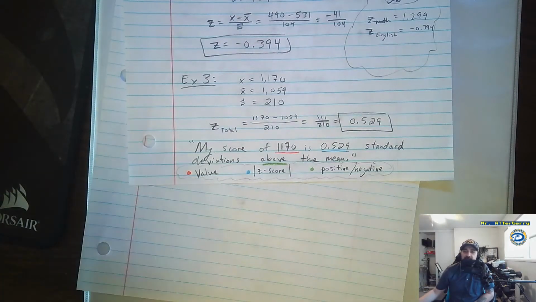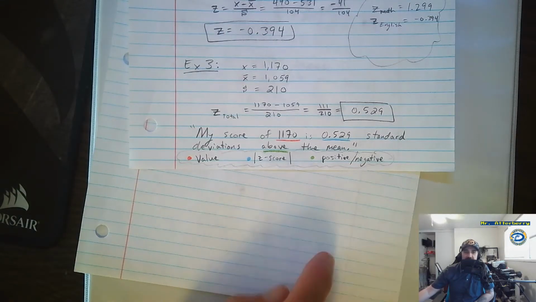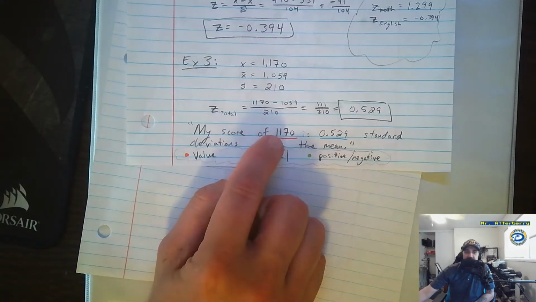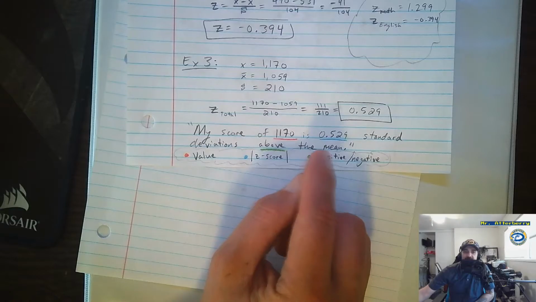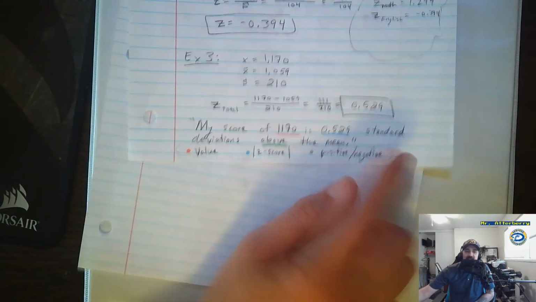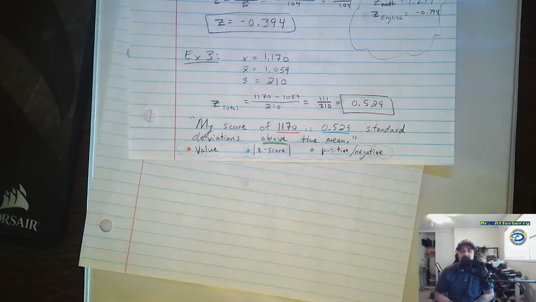0.529, which you could say: my score of blank is blank standard deviations blank the mean. So the first blank was the value. My score of 1170 is the absolute value of the z-score, 0.529, standard deviations above the mean, positive. That's a good little format, kind of like a fill in the blanks, Mad Libs style.